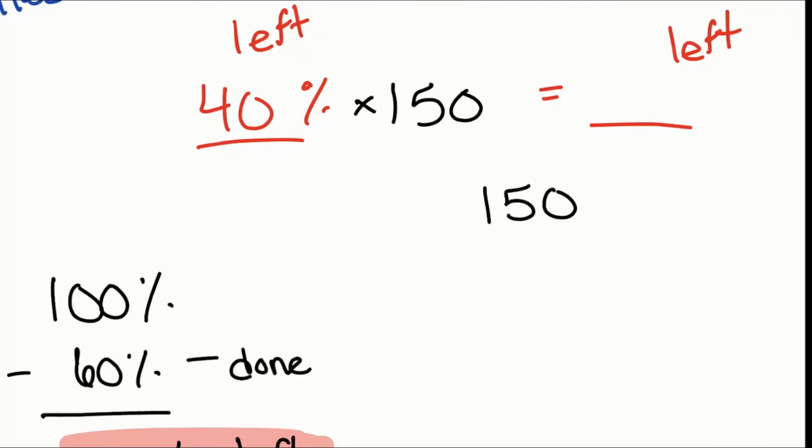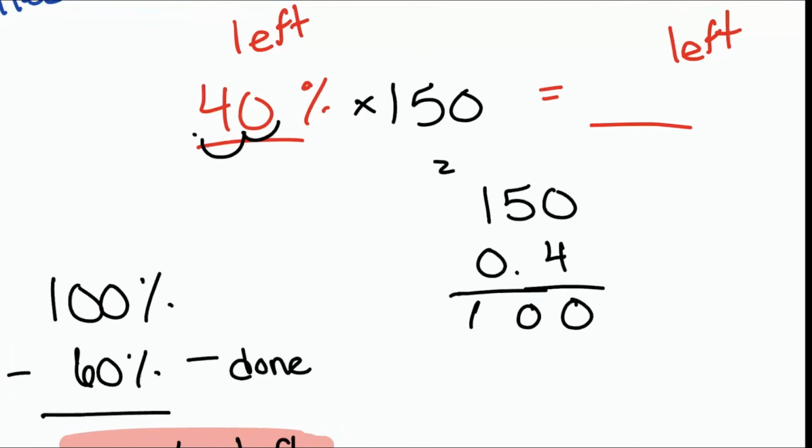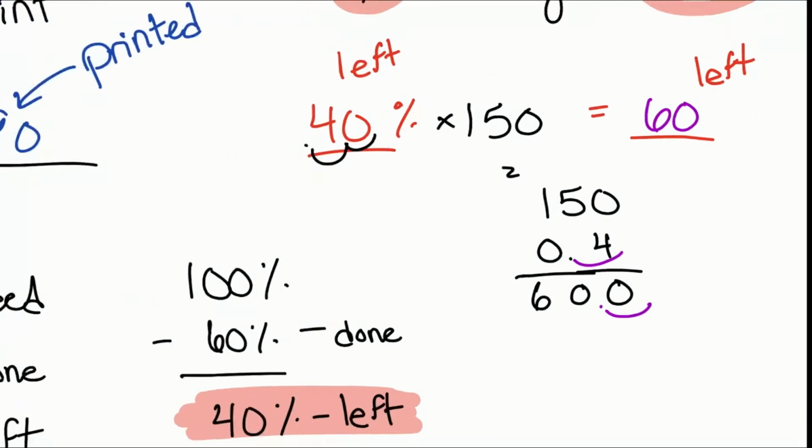150 multiplied by 0.4. We're going to end up having 0 times 4. 5 times 4 is 20. Carry the 2. Then we're going to have 1 times 4 is 4. Carry the 2 is 6. And so the last thing we do is 1 decimal place over. Boom. And our answer is 60.